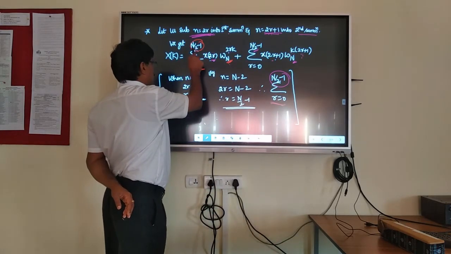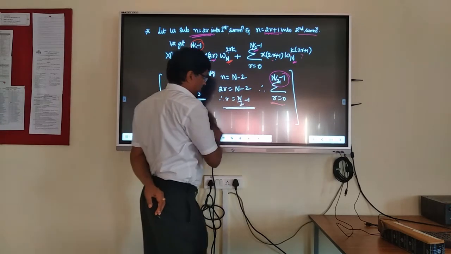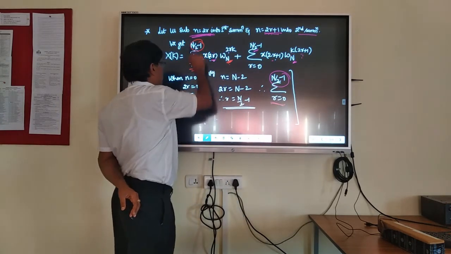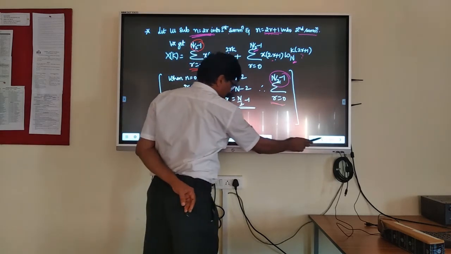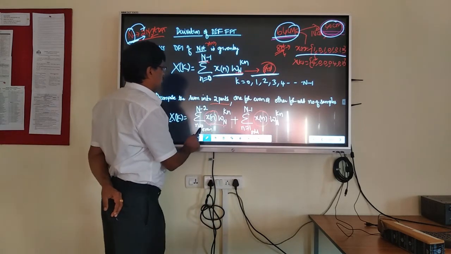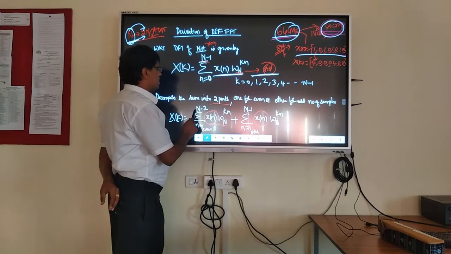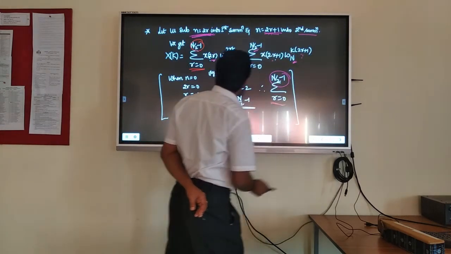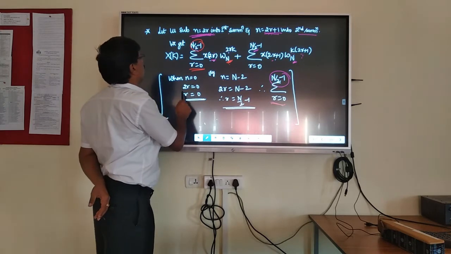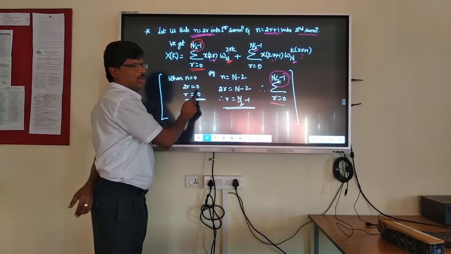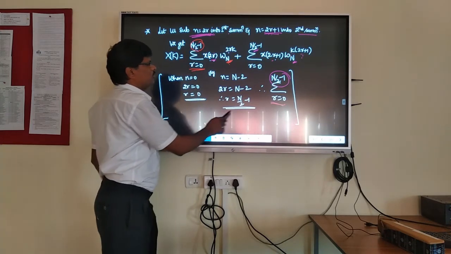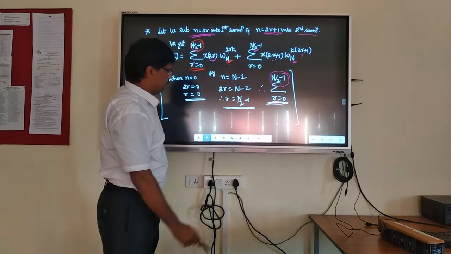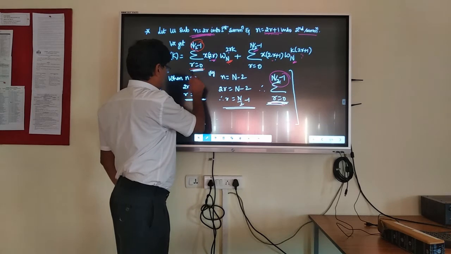How do we get these summations? r is equal to 0 to N by 2 minus 1, this I have shown. Earlier, what was the summation? Actually, this is the summation: n is equal to 0 lower limit, n is equal to N minus 2 upper limit. Now let me see how I get this. n is equal to 0, what is n? n is 2r. 2r is equal to 0, so r is equal to 0. Therefore the lower limit is r equal to 0, here r equal to 0.